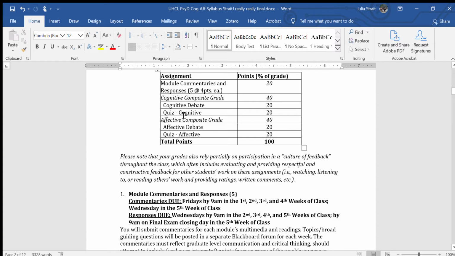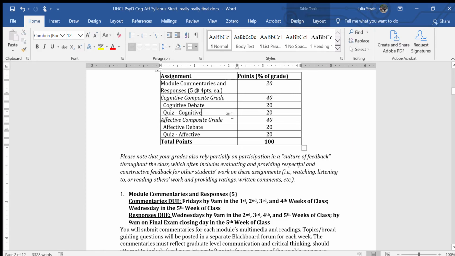So for each of those, there's an objective assignment, a quiz. This will be like multiple choice, true-false type quiz. And then there's going to be a debate, which is a larger project that you will complete with a partner, but get an individual grade for. That is also true for the affective grade, excuse me. So I will try as best I can to separate these out for the quizzes, though it is a little artificial. That makes up your class grade.